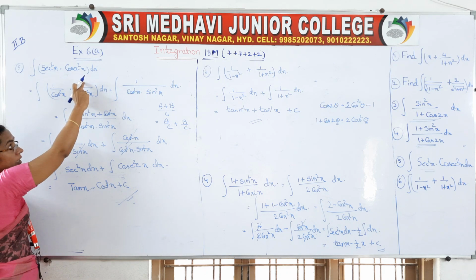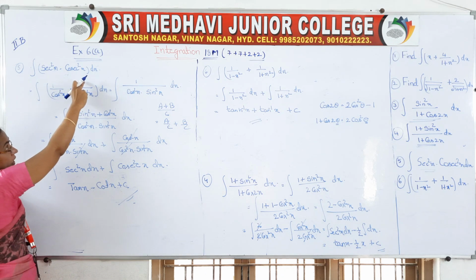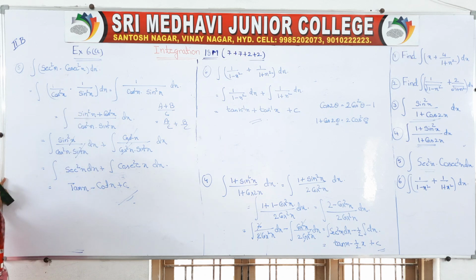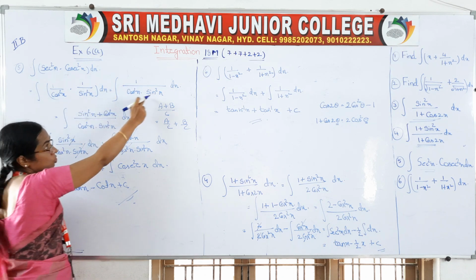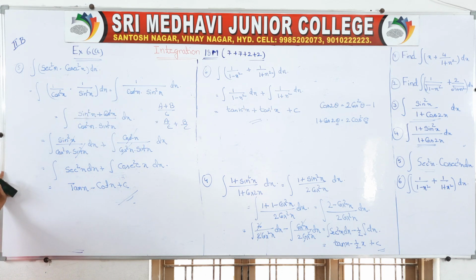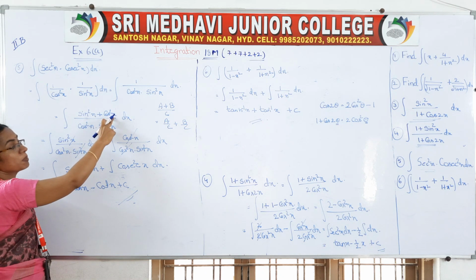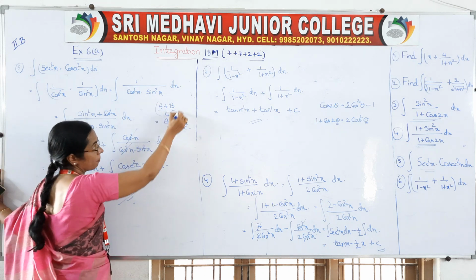Taking the square separately, 1 square is 1 only, so it is 1 by sin square x. Multiply these two values. Now downwards we have cos square x into sin square x, and upwards we have 1. By our trigonometric identities, in place of 1 we can substitute sin square x plus cos square x.